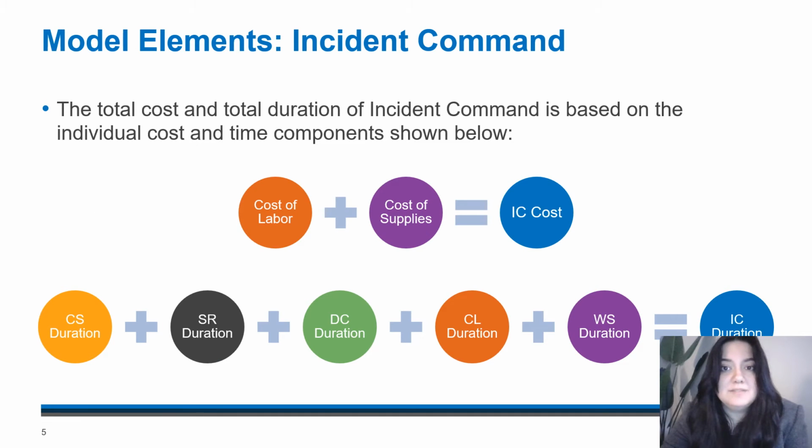For each of these 7 elements, a total cost and duration is calculated by the model. So the total cost of incident command is based on the cost associated with incident command personnel, as well as the cost of any supplies and rentals that may be required. And the total duration of incident command is based on the total duration of characterization sampling, the total duration of source reduction, the duration of decontamination, clearance sampling, and waste sampling summed.